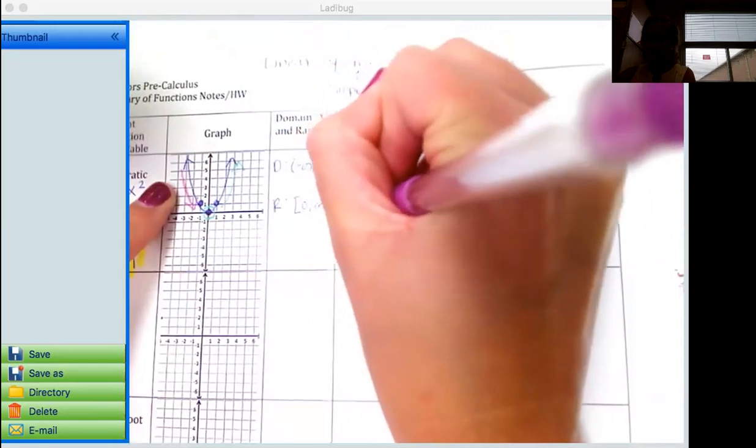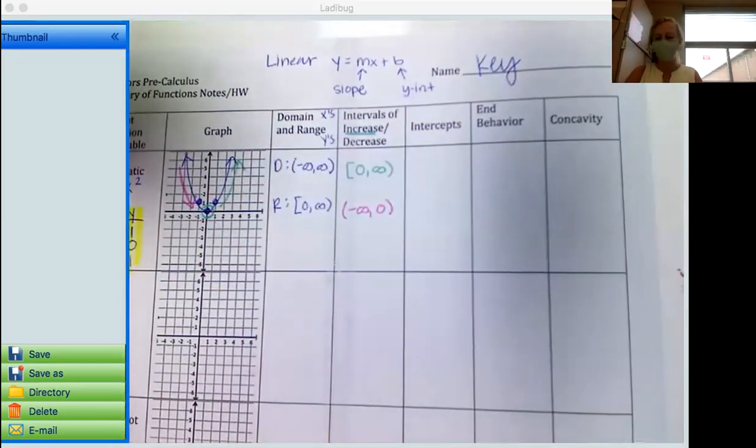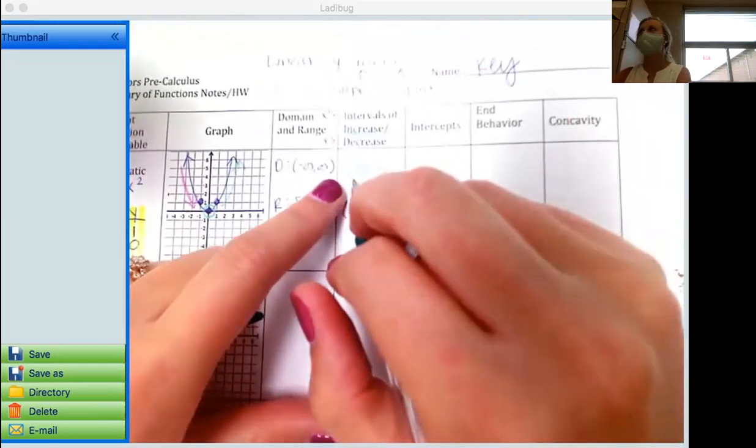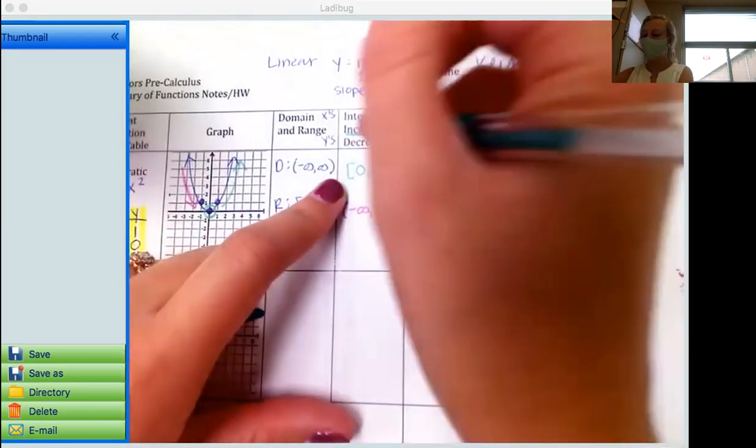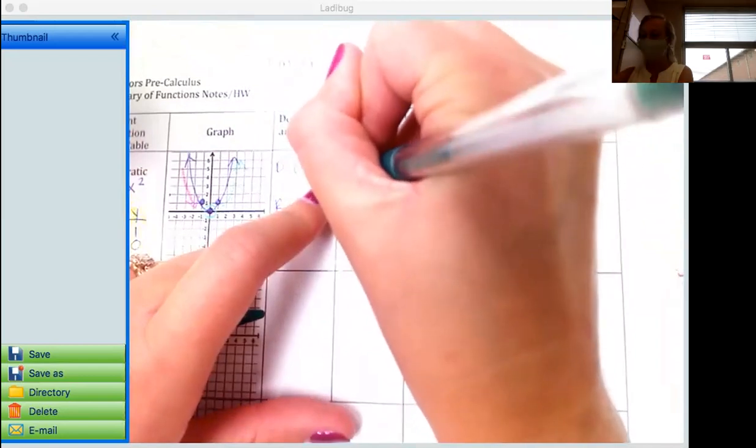There we go. Oh, and no one corrected me up here. I'm so sad at myself. Should I be using a bracket? I don't know, maybe. No.